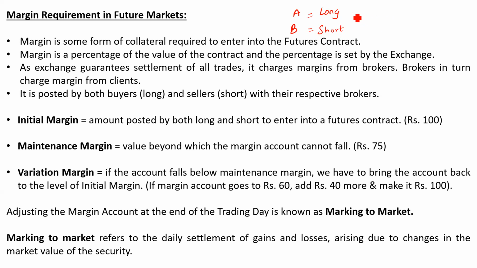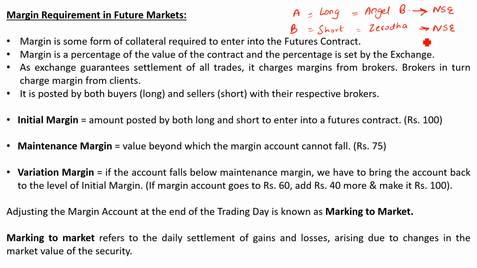A is having his trading account with Angel Broking. B is having his account with Zerodha. So A will post his margin requirement with Angel Broking. B will post the margin requirement with Zerodha. Angel Broking will post it with NSE, and Zerodha will post it with NSE as well.